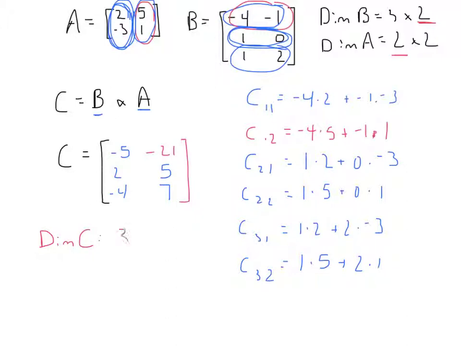Now, of note, the dimensions of C are 3 times 2. Look at this. 3 matches 3, and 2 matches 2. So it's kind of like these two numbers up here, columns from the first matrix and rows of the second matrix, have sort of disappeared, and we're left with number of rows from the first matrix, or the number of rows in our resultant matrix, and number of columns in our second matrix, or the number of columns in our resultant matrix.